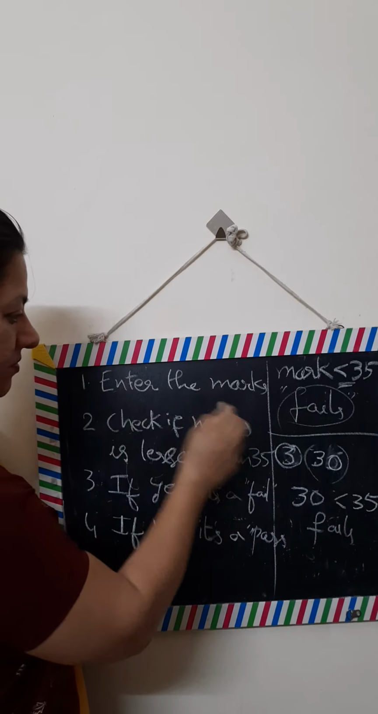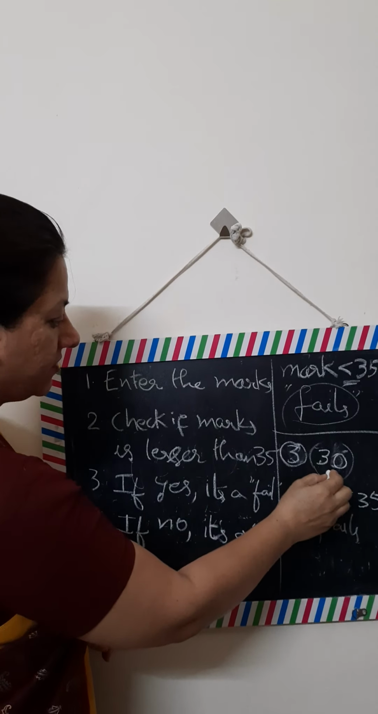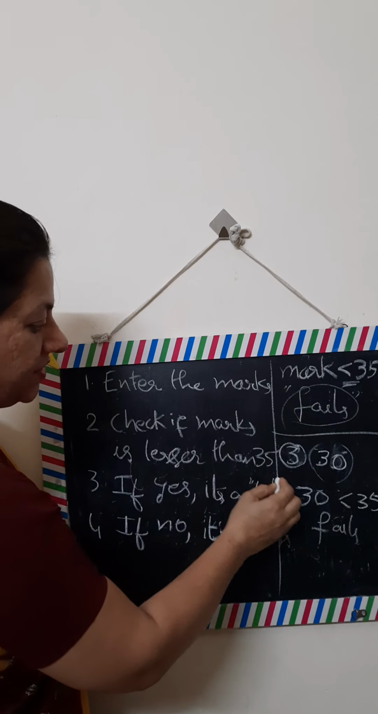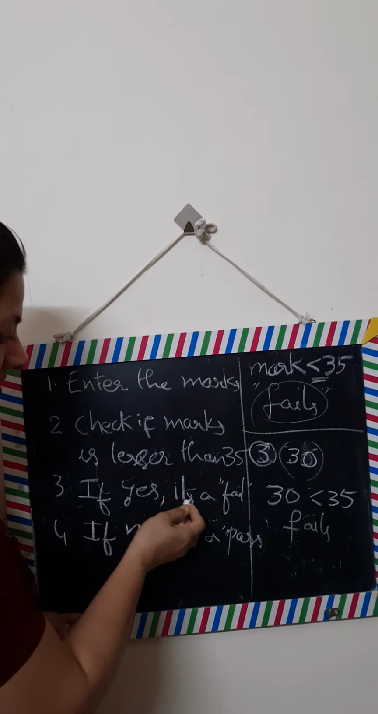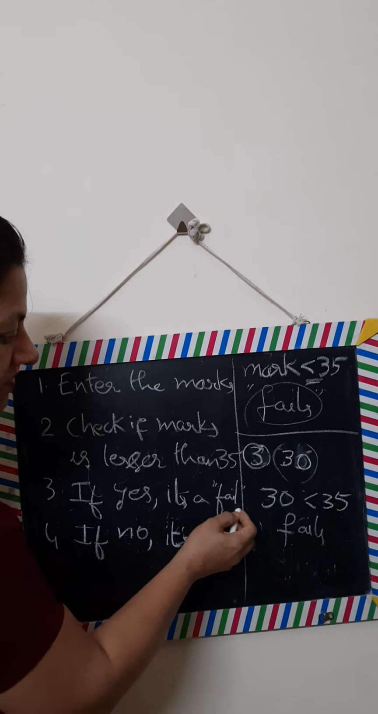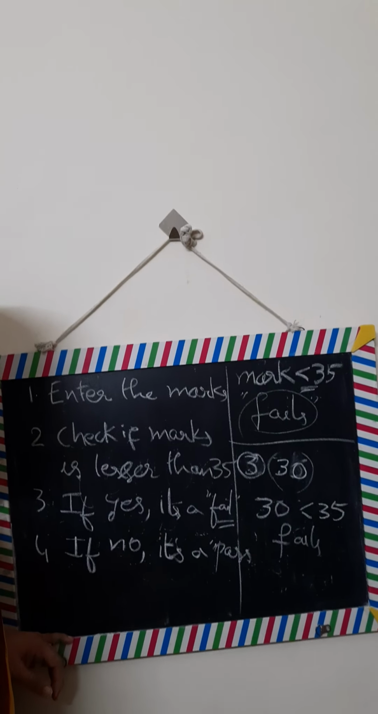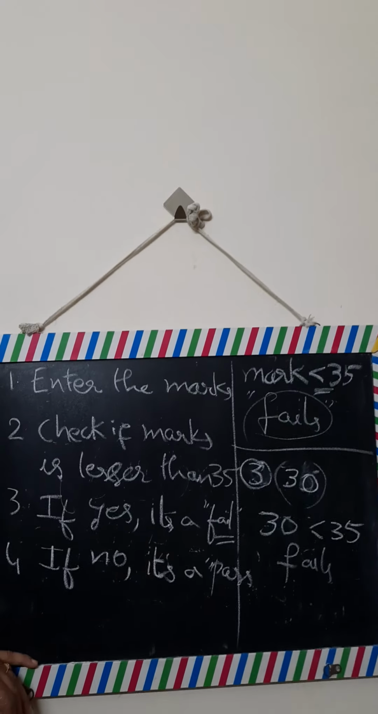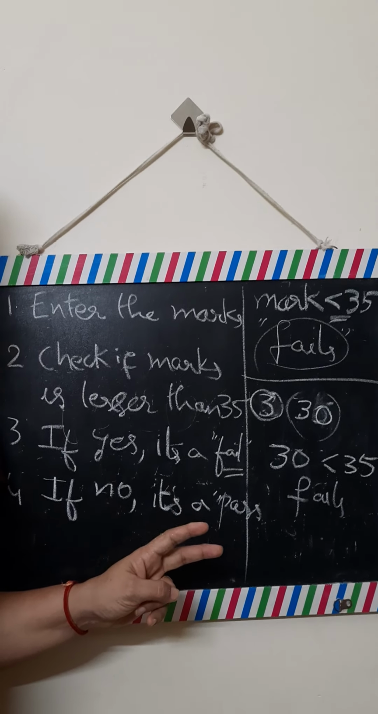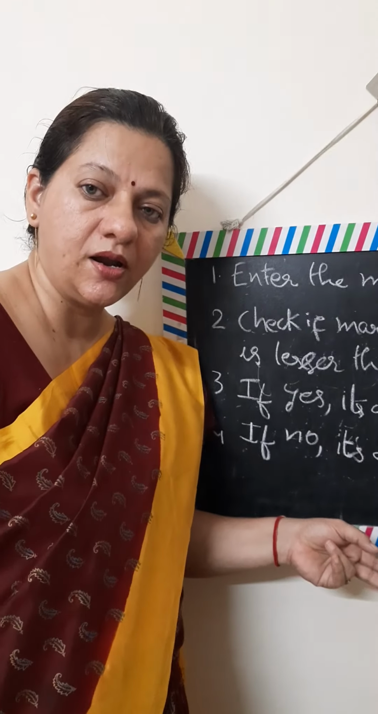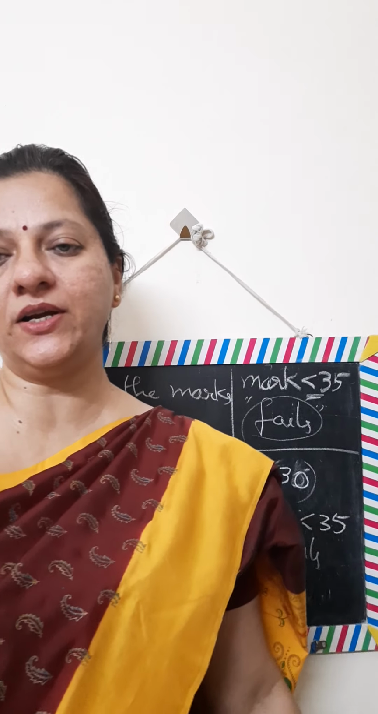So third scenario, enter the marks. I gave 30. Check if marks is less than 35. 30 is less than 35. Answer was fail. If yes, the condition is true. Answer is fail. Clear? This is your second example of writing an algorithm. Now the same two examples, I am going to show you what exactly is a flowchart and how you draw a flowchart and accomplish the task of drawing a flowchart and showing it as a program.